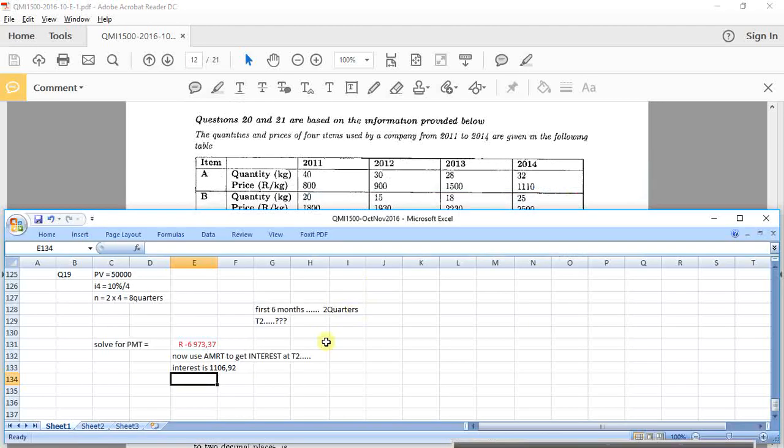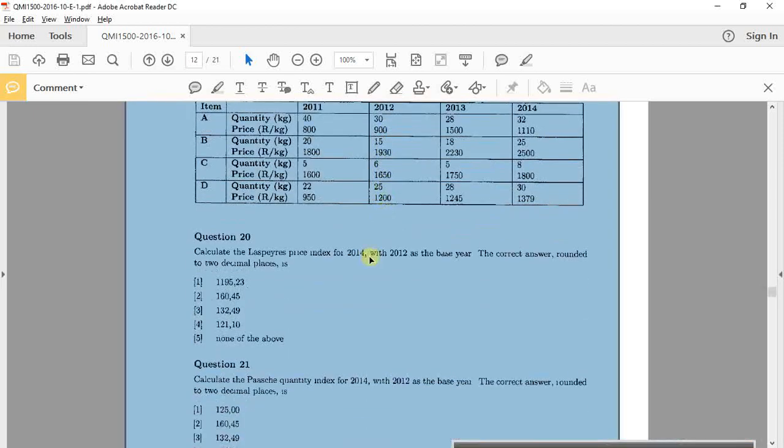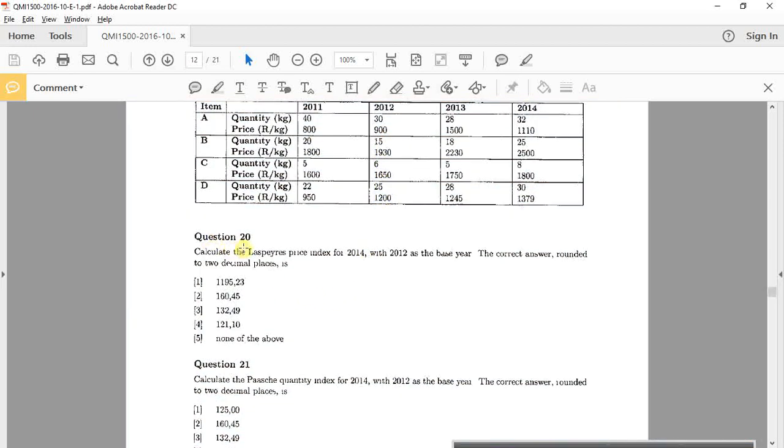Okay, question 20 and 21. Based on the following information, the quantities and price of 4 items used by a company from that year to that year. This is probably indexes. Question 20 says, calculate the Laspeyres price index for 2014 with 2012 as the base year. So 14 and 12 is important. Round it to 2 decimals.